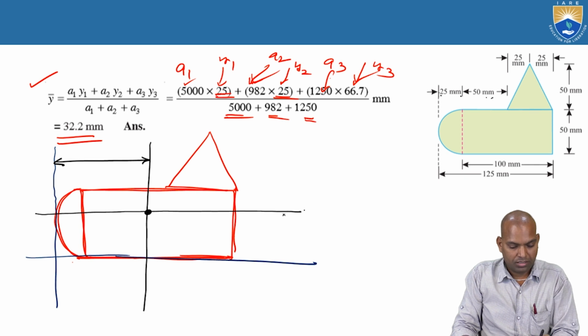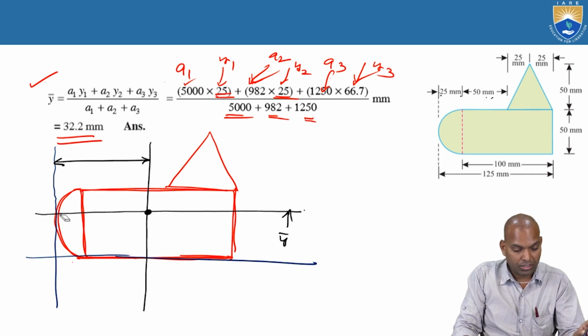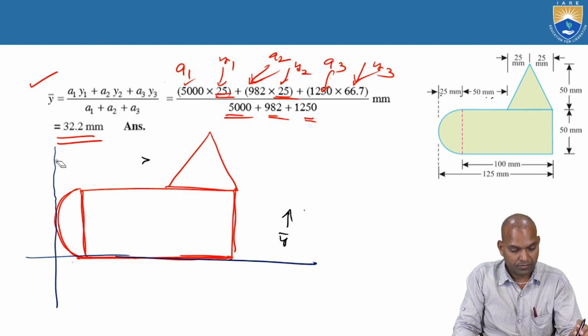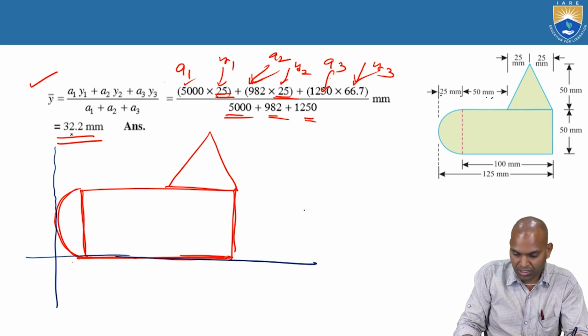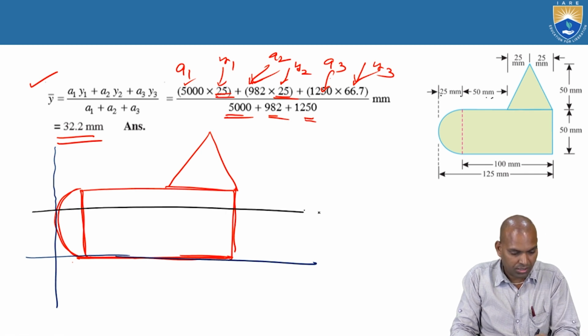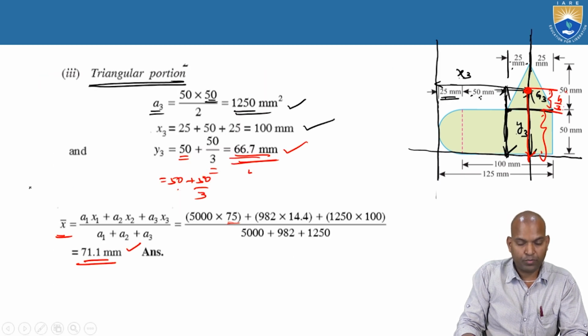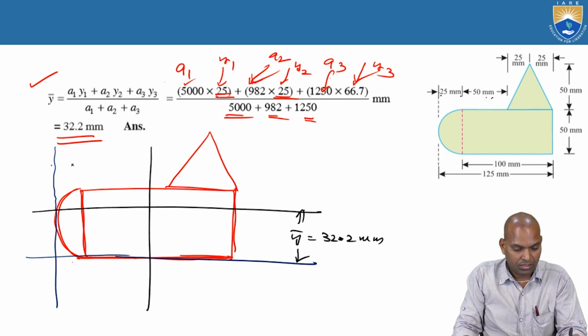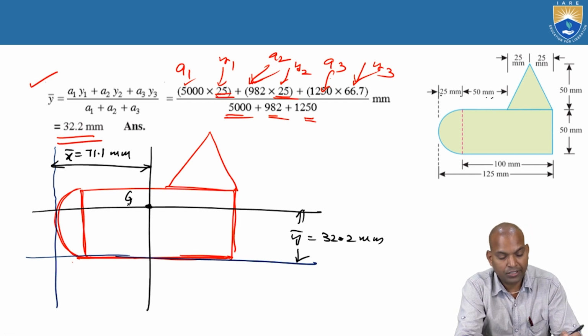Bar X and the bar Y. Bar Y we got it wrong here. The location is, what is the bar X here? We got it. Bar Y is the vertical distance, 32.2. Correct. This is the bar Y distance, 32.2 millimeters. The bar X distance is 71.1 millimeters. This is bar X, equal to 71.1 millimeters. Now, this is the centroidal.